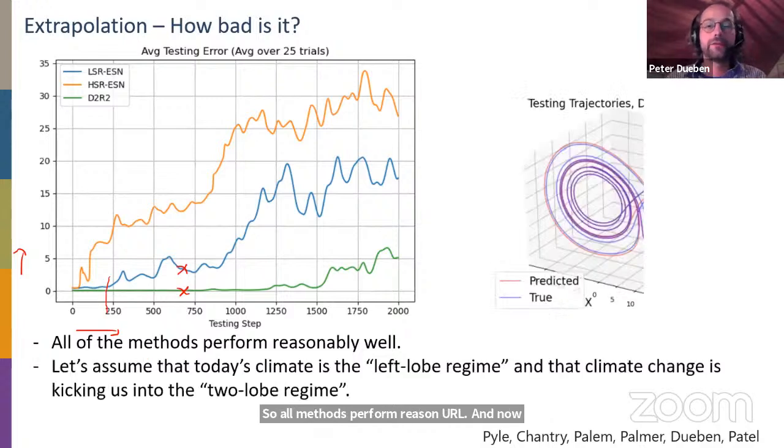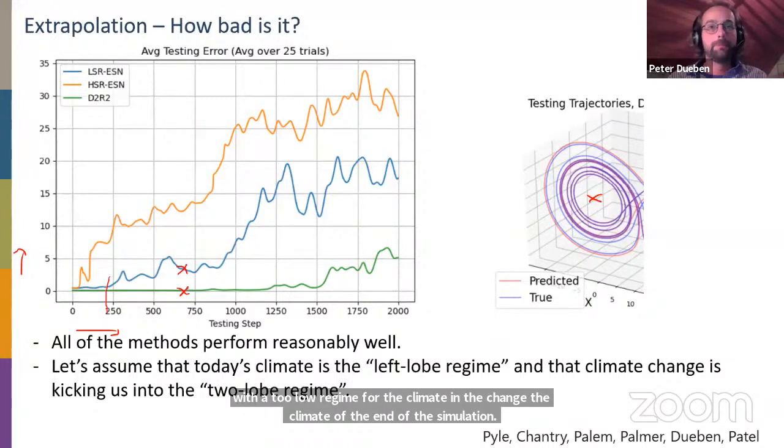Now let's assume that we're training for a different climate than the one our system is later applied to. Let's assume that today's climate is just the left lobe here. This is not an error in the picture, it's just me cutting out only the left lobe for visualization. We just use this data of the left lobe for training. And we assume that climate change kicks us over a tipping point, and we end up with a two-lobe regime for the changed climate at the end of the simulation. So what's going to happen now?